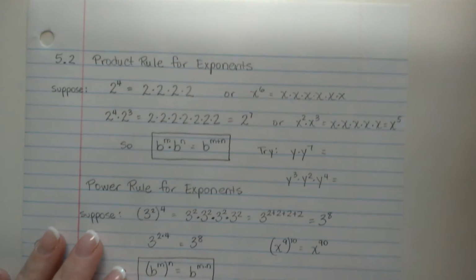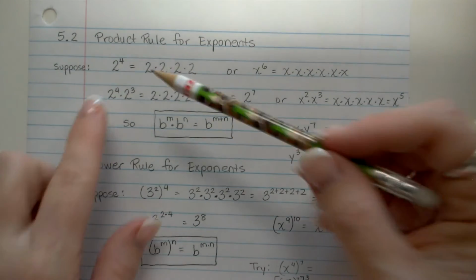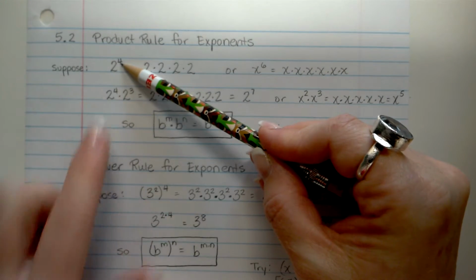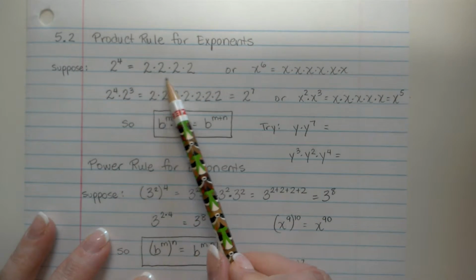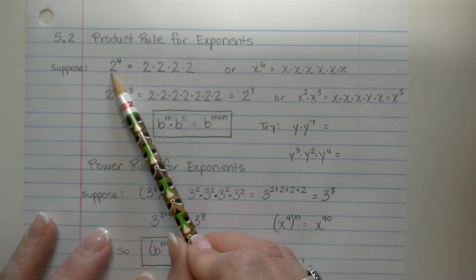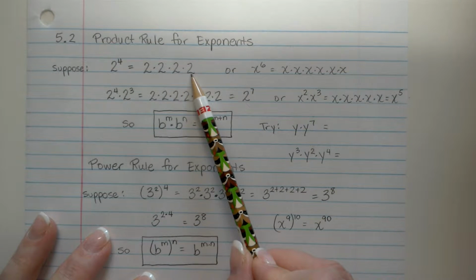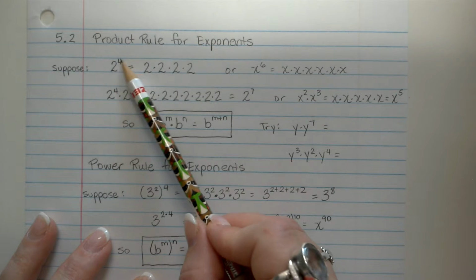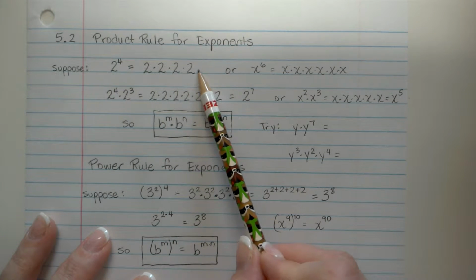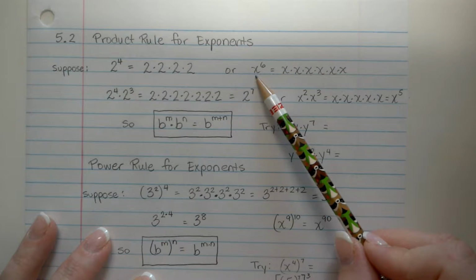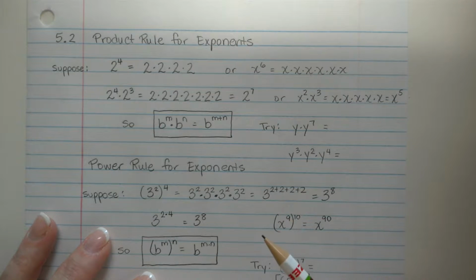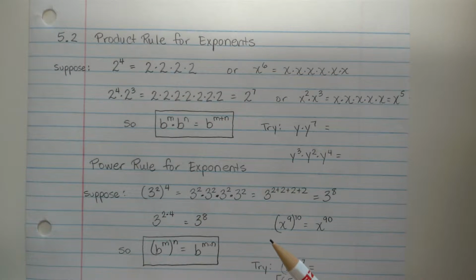Now let's talk about product rules for exponents. Remember, an exponent is simply a shortcut that tells you how many times that base is multiplied by itself. So 2 to the 4th just means I've multiplied 2 four times in a row. X to the 6th, again, means that I've multiplied 6 x's in a row. It's just a shortcut method, so we don't have to write all those out.